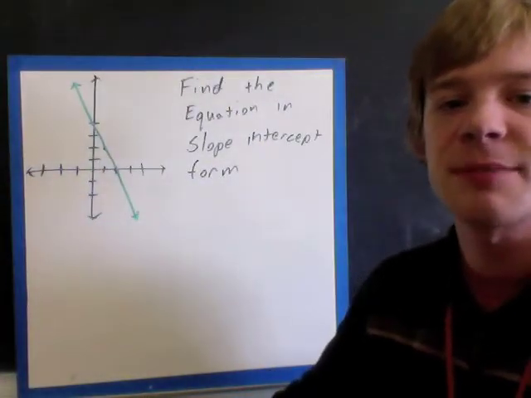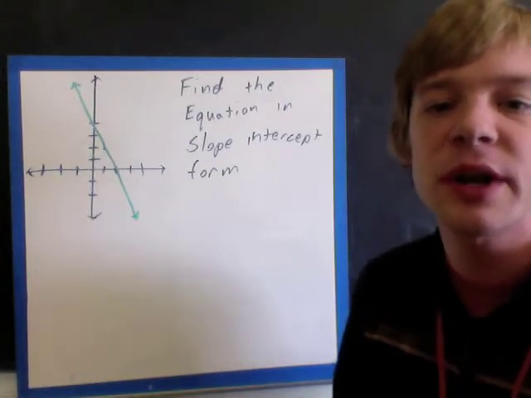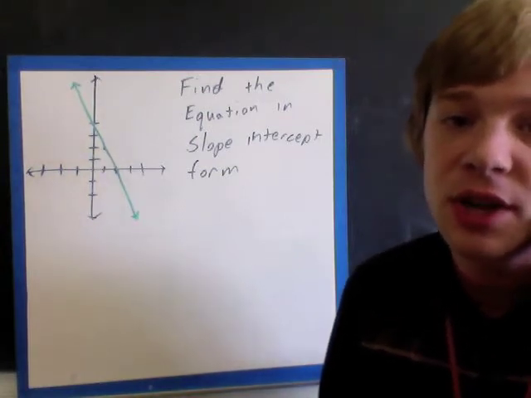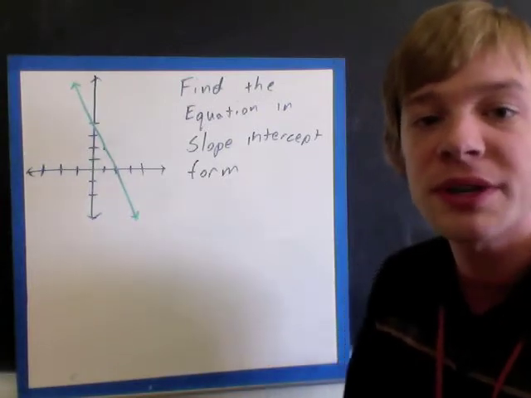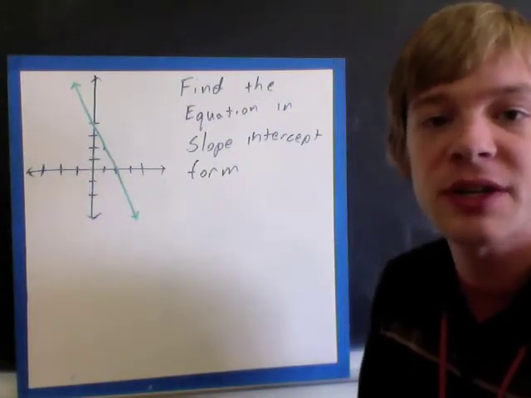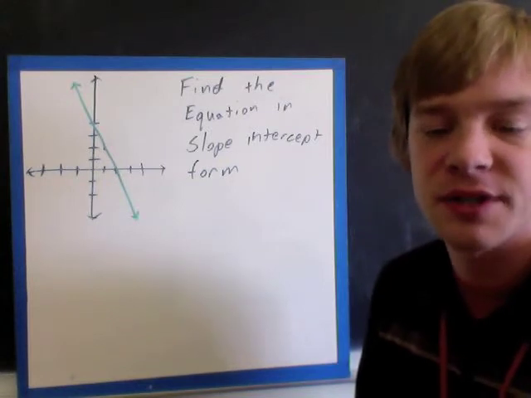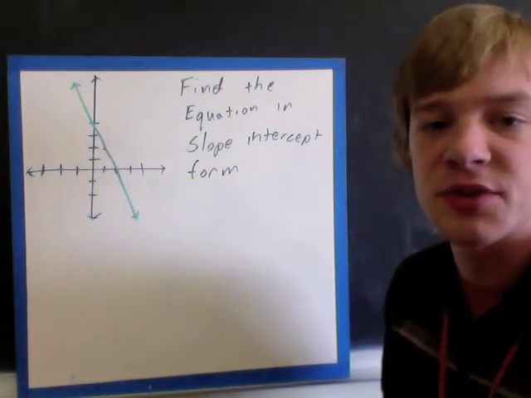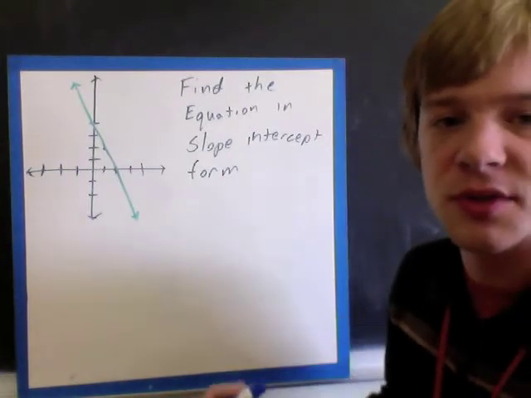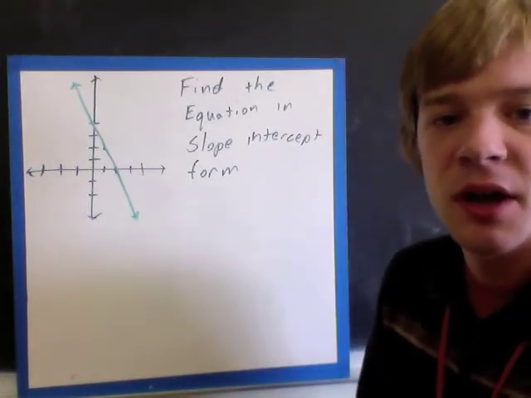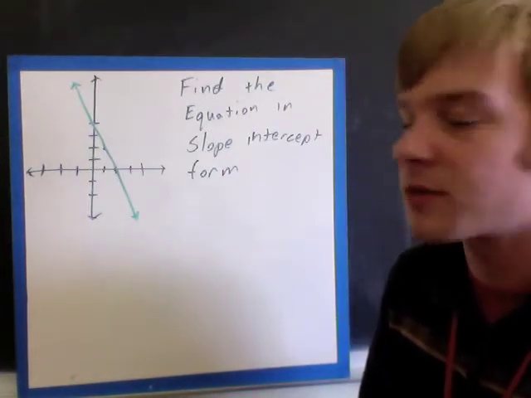So here we've got an example of a problem. We're asked to find the equation of the line in slope-intercept form. So what we need to do is find our slope and find our y-intercept. So let's start by finding the slope because we've done that before. I'm going to draw out my triangle so I can count how many spaces I moved over and down.